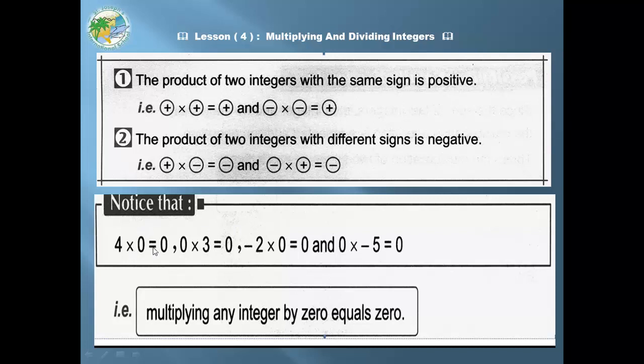4 times 0 equals 0. 0 times 3 equals 0. Negative 2 times 0 equals 0. 0 times negative 5 also equals 0. Multiplying any integer by 0 of course equals 0, حتى لو كان negative integer number.